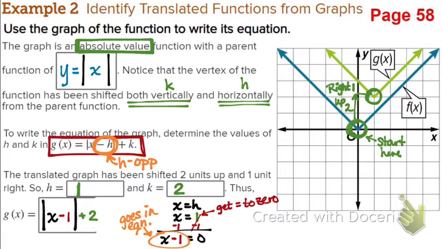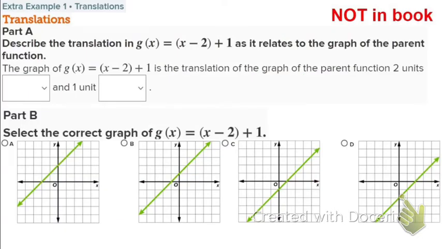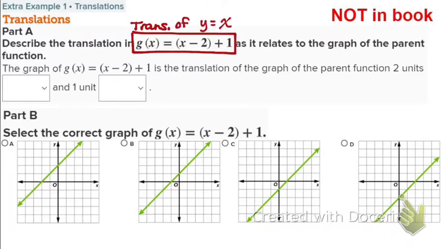I want to look at a couple examples to practice this same skill, but that aren't in your book. All right? So you'll have to look up here. I've got some multiple choice. We want to try to figure out which ones work. You guys ready? Here's my transformation. This is a transformation of y equals x.